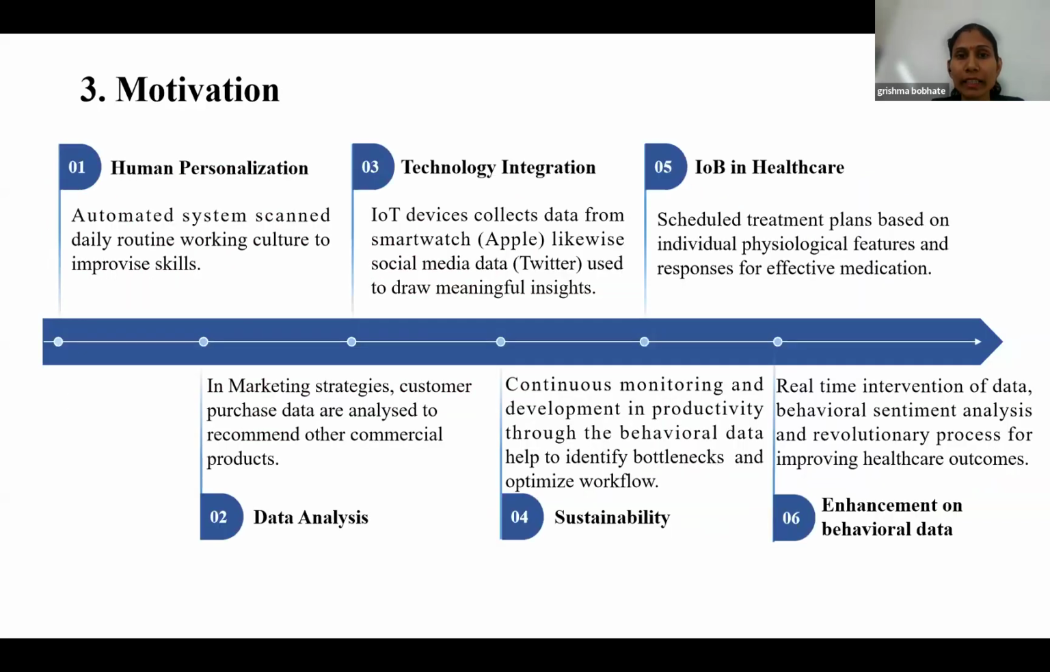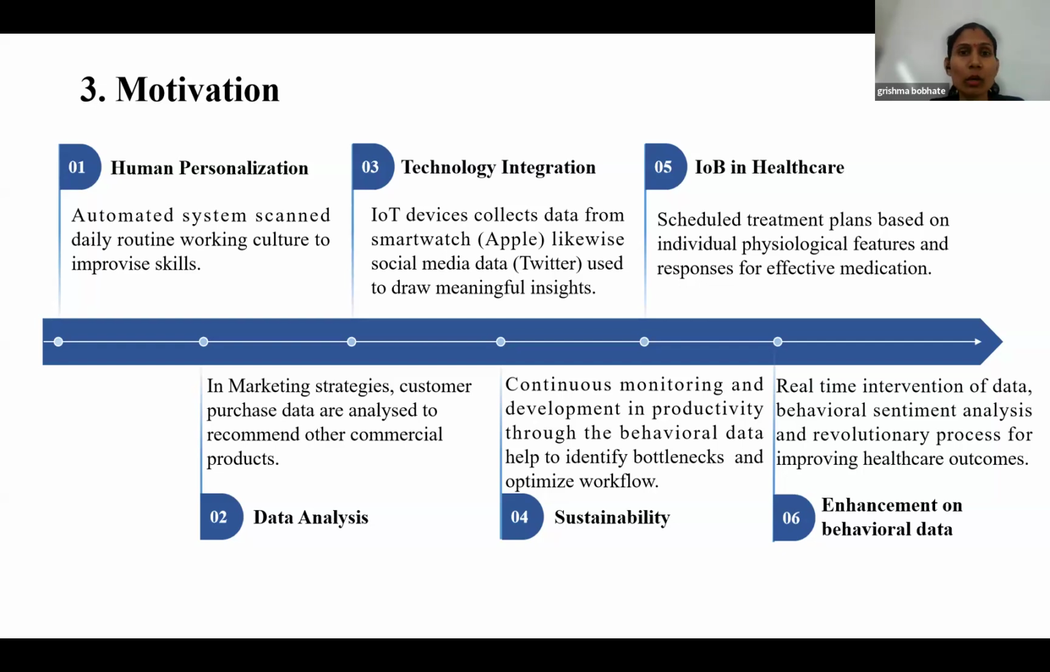Next is about what exactly motivates me, the human personalization. This is an automated system where we can scan the daily routine and prospectively improve the skills. Next, the motivation is also driven by data analysis. This IOB can be implemented for customer purchase and customer recommendation in marketing analysis also. So this marketing analysis will help our company to grow and upskill. Next is the technology integration. Technology integration means an IoT device, like an Apple Watch or anything, collects the data and draws meaningful insights so that the human can change their behavioral perspective.